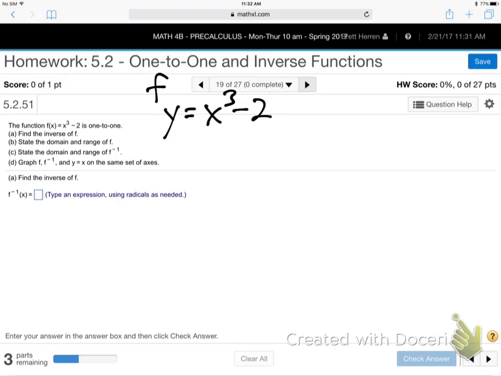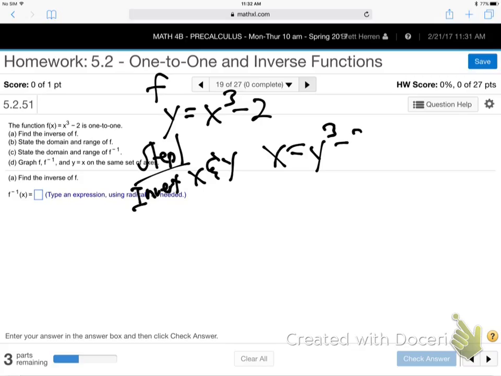What do you do? Switch x and y, yeah. So that's going to be step one. Invert, or switch, x and y, because that's what an inverse function means. Inputs become outputs, x's become y's. So that'll become x equals y cubed minus 2. So far, so good on that.